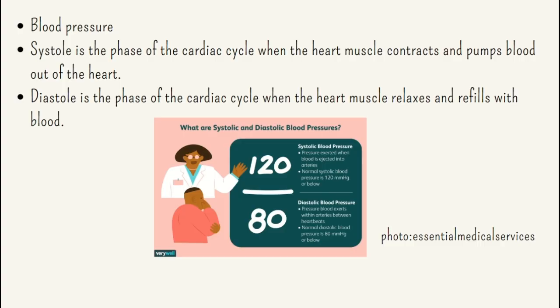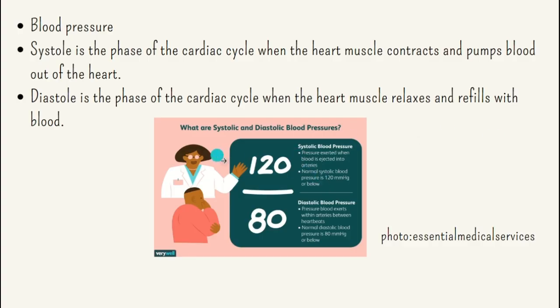Alright, so now with blood pressure, we know that high blood pressure is hypertension, right? We're going to be talking about how they measure blood pressure. You have the systole value and you have the diastole value. The systole is the phase of the cardiac cycle when the heart contracts and pumps blood out of the heart, right? Then the diastole is the phase of the cardiac cycle when the heart relaxes and refills with blood.